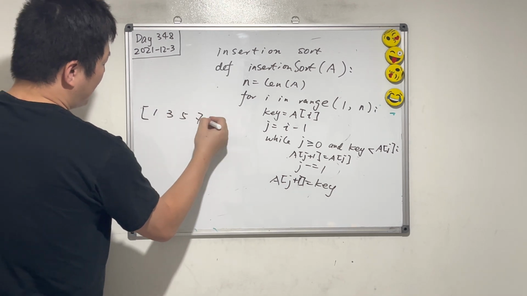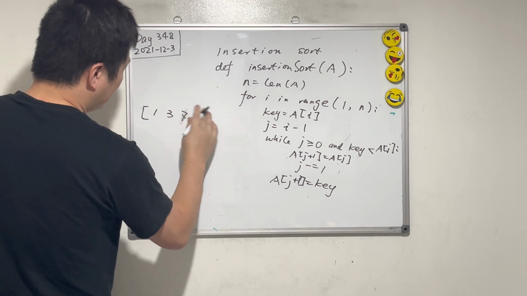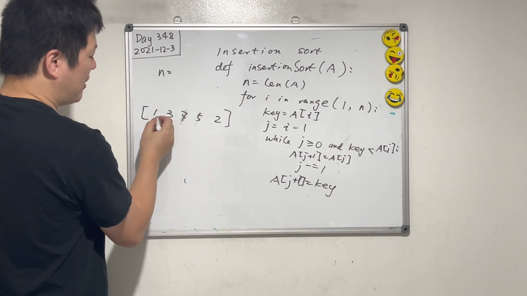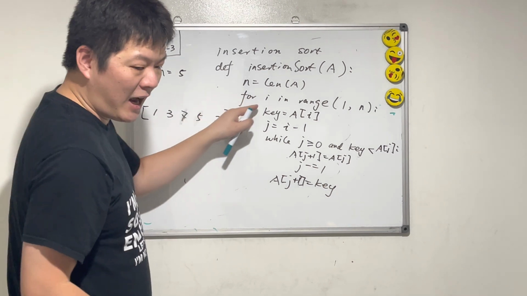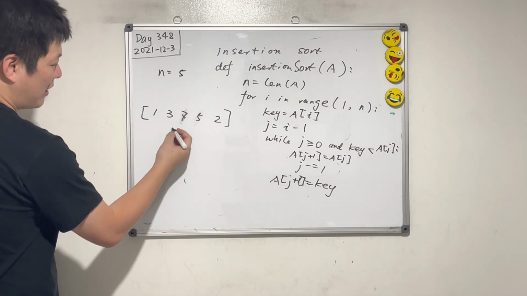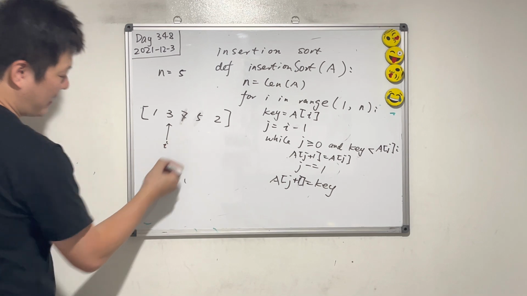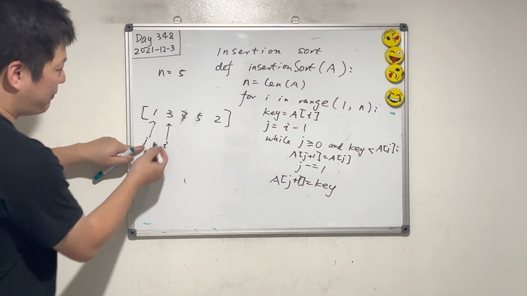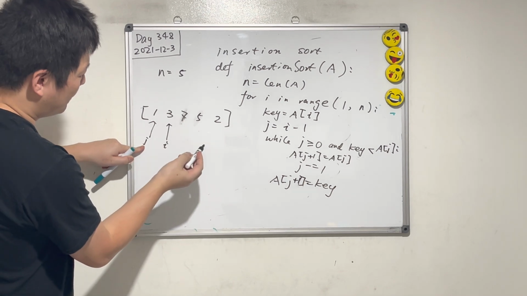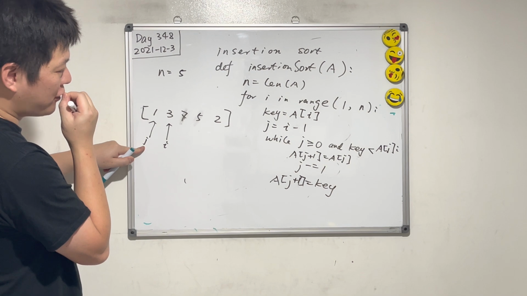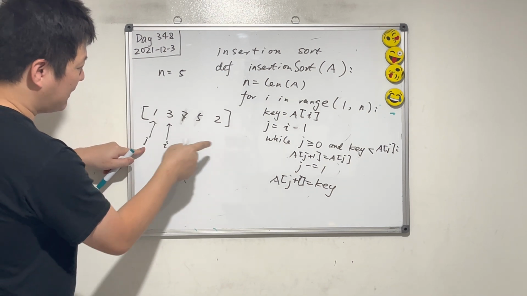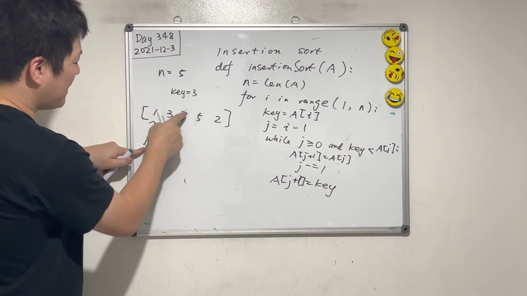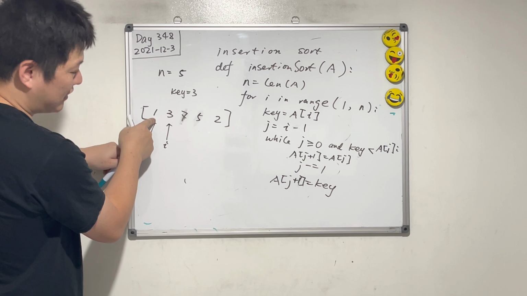Let's say the array is 1, 3, 7, 5, 2. N will be equal to 5. I will go from 1 to n. At the beginning i is here, and j will be i minus 1, so j is here. j is bigger than or equal to 0, right? And key will be equal to Ai, so key will be 3 at the beginning. Is key 3 smaller than Aj? It's not.